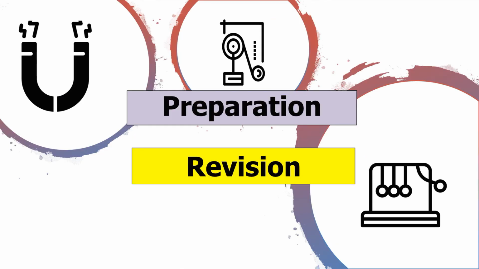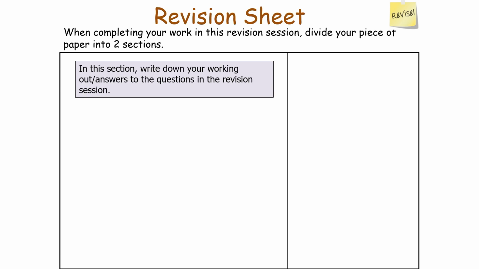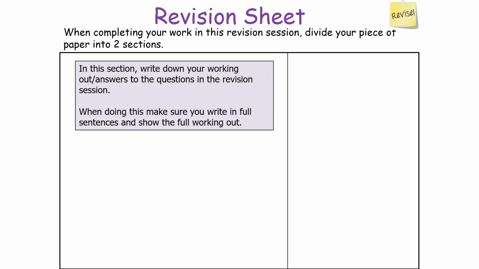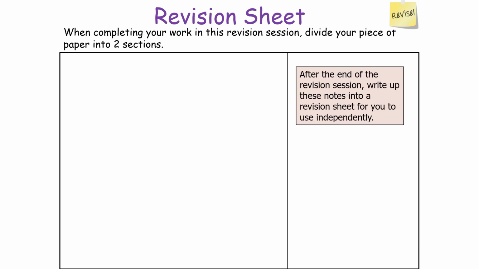So how do we prepare for this revision session? Well, when you're doing this revision session, complete this work on a piece of paper and divide this piece of paper into two sections. Make the section on the left hand side larger than the right hand side, and in this section write down your working out and answers to the questions in the revision session. Now when you're doing this, make sure you write out your answers in full sentences and show your full working out, whilst on the right hand side write down any piece of information which you find useful or any hints and tips on answering questions from this revision session, and at the end of the revision session write up these notes into a revision sheet for you to use independently.